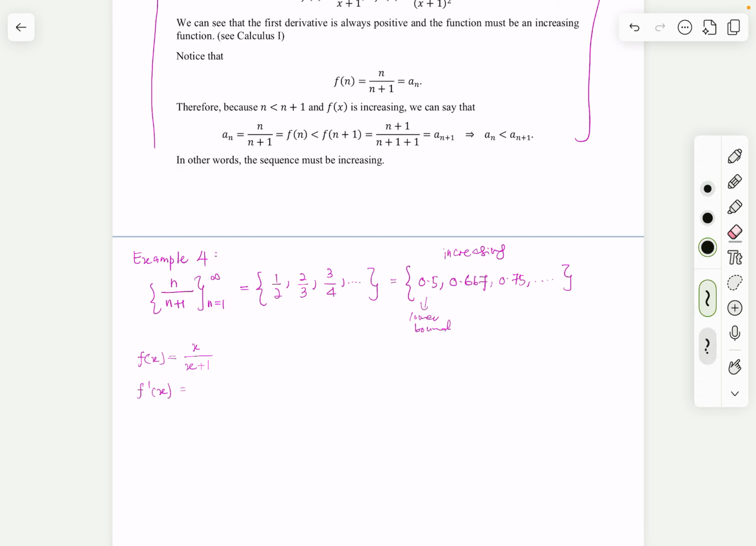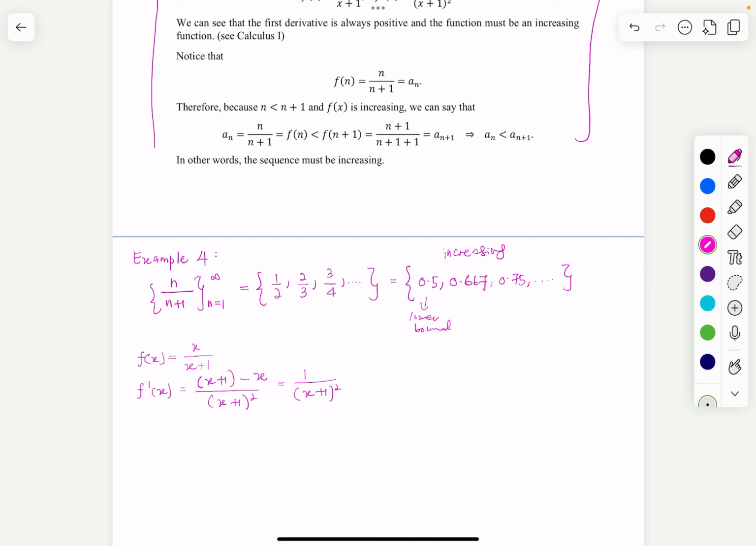So we have differentiate x, multiply by x plus 1. Differentiate x is 1, then you have x plus 1 minus x. Differentiate x plus 1, you also get 1. So just x plus 1 minus x divided by (x plus 1) squared. So this can be simplified. x minus x is 0. So you just have 1 over (x plus 1) squared.